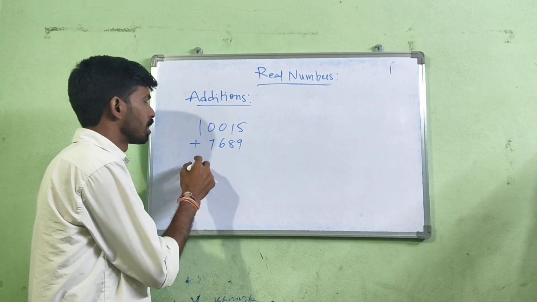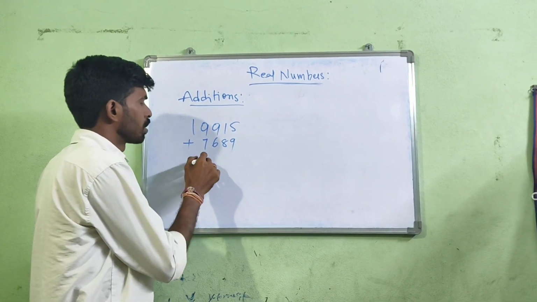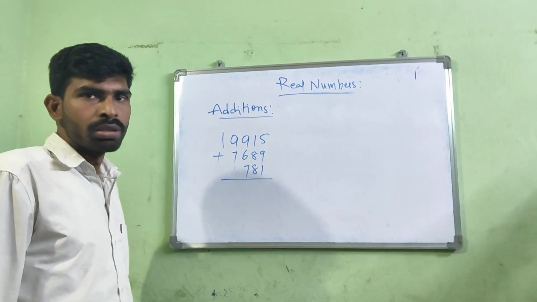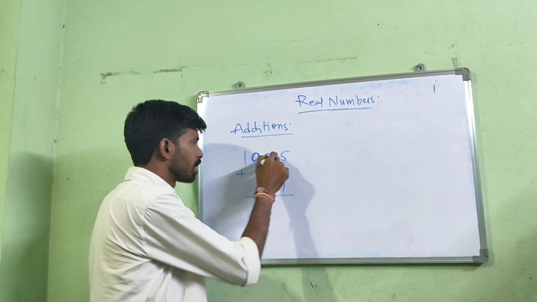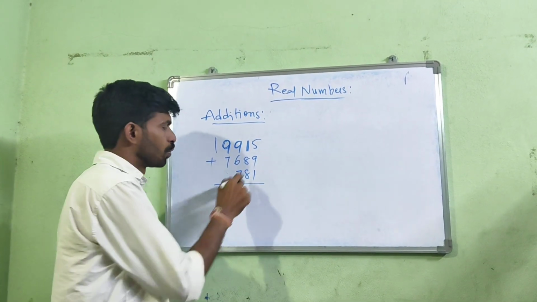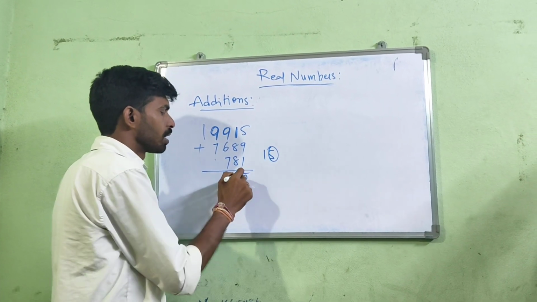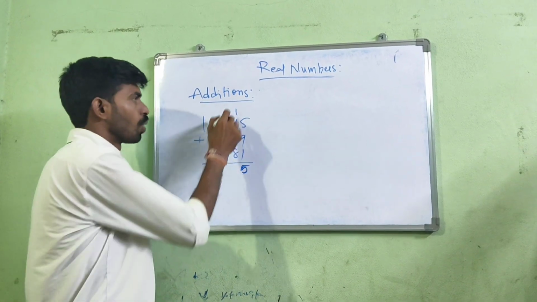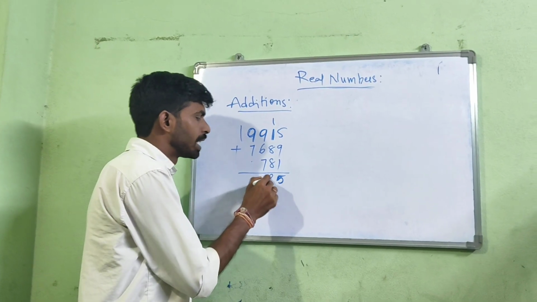100157689, we need to add these numbers. Here is 9, here is 9, for example 781 is there. We need to add this one. Now how we need to add: simply 5 plus 9 is 14. 14 plus 1 is 15. In the 15 we need to write the right digit here and keep the left one here. 1 plus 1 is 2. 2 plus 8 is 10. 10 plus 8 is 18.